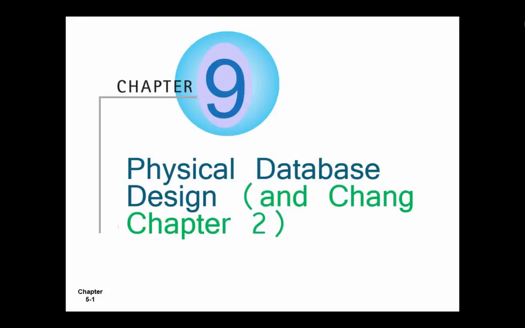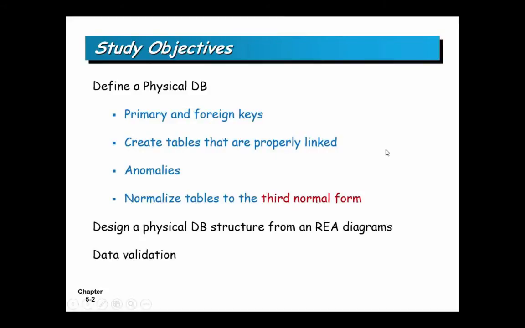In Chapter 9, we are going to learn how to go from a logical design to a physical design. Chapter 9 is essentially phase 2 of your project. It'll probably take us a couple of class sections to get through Chapter 9. We're going to define the physical design.